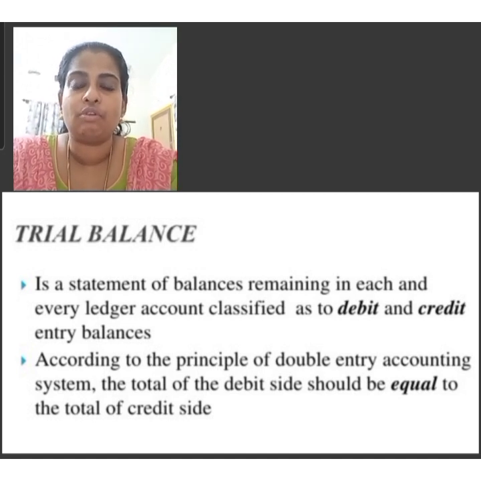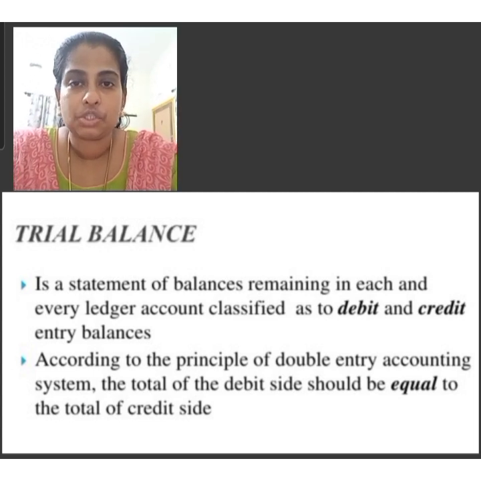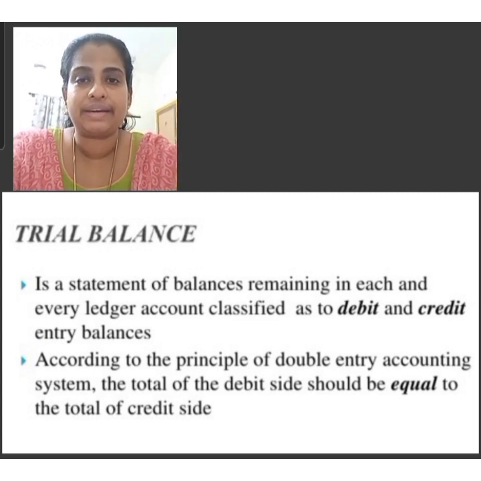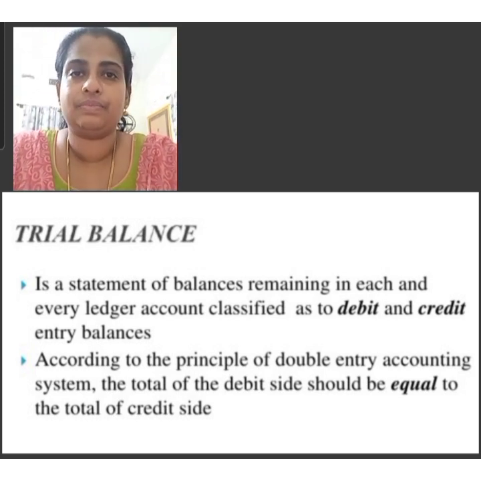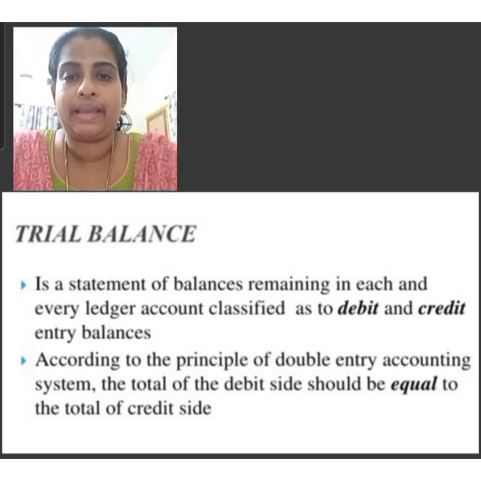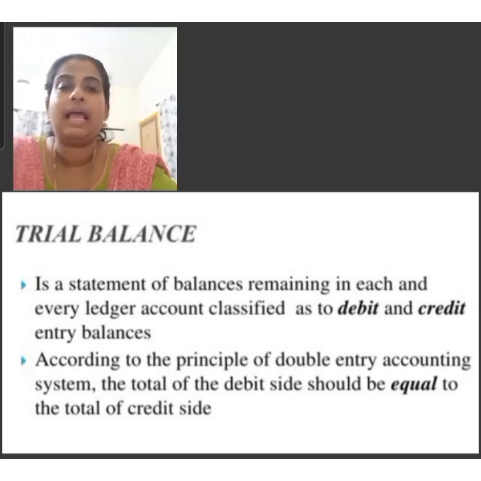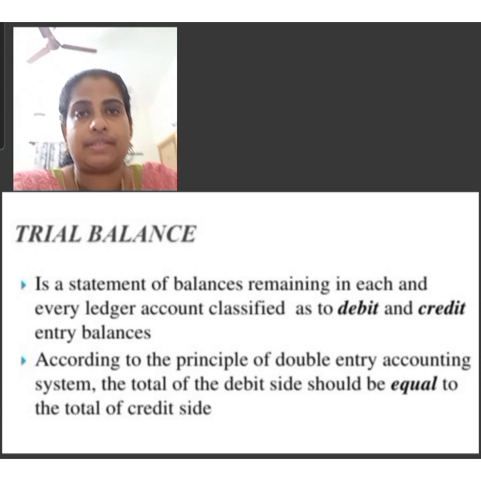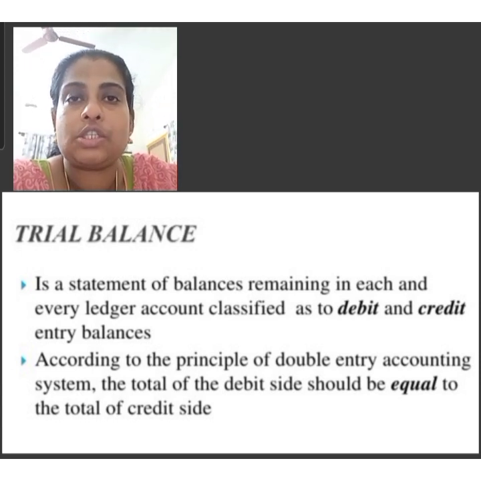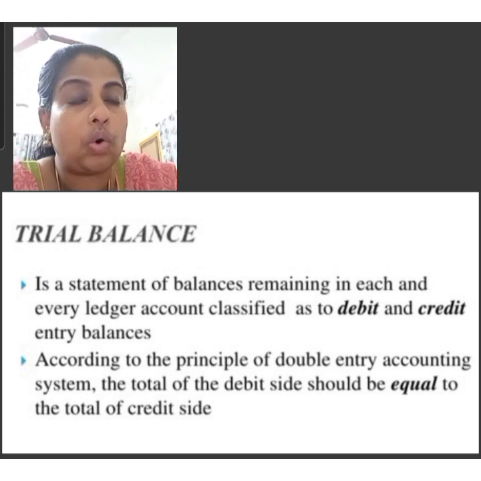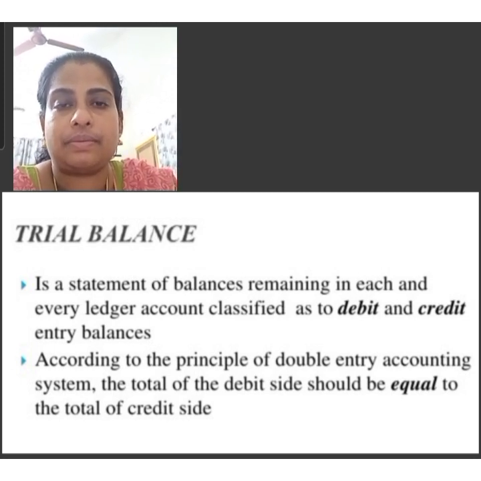According to the principle of double entry accounting system, the total of the debit side should be equal to the total of credit side. Trial balance is a statement which is prepared with the debit and credit balance of ledger accounts to test the arithmetical accuracy of business transactions. It also may be prepared with the debit and credit total of ledger accounts and also with the balance and total of the ledger accounts.